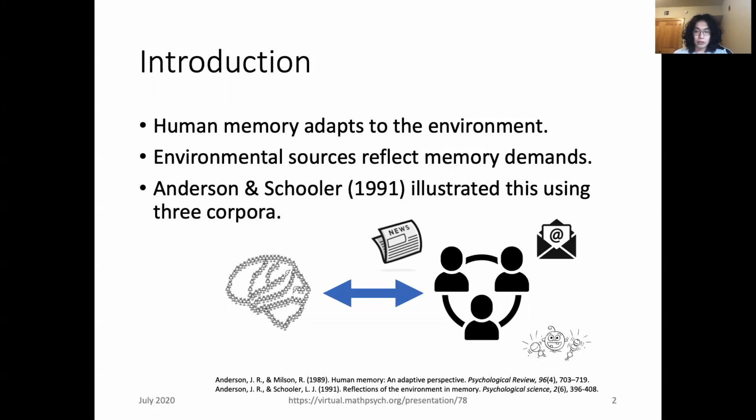So that is why we have this arrow here between human memory and the environment, which is bidirectional. Therefore, people can study the environment to better understand human memory. Anderson and Schuler studied a few environmental sources, namely three corpora: newspaper headlines of the New York Times, parental speech, and their personal emails.